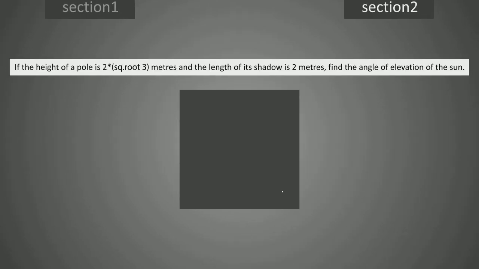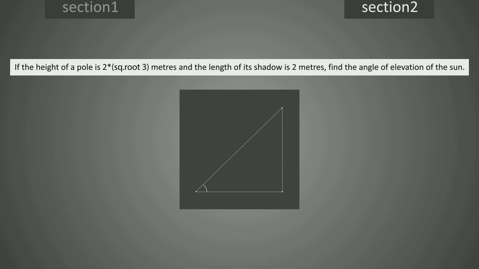Problem 1. If the height of a pole is 2 times square root 3 meters and the length of its shadow is 2 meters, find the angle of elevation of the sun. So let's just draw what it means. There is a pole of height 2 root 3 meters, then there is a shadow of this pole which measures 2 meters, and an angle of elevation, nothing but the angle which the ground makes with the sun.